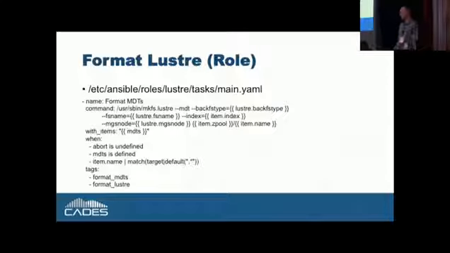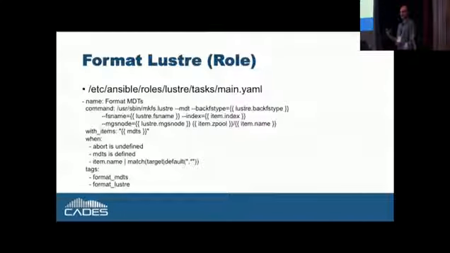And then for the actual tasks, this is an example of what formatting the MDTs would look like. Again, you have the command line with a bunch of variables filling in the details of the file system name and the Z pool that's being used. You loop over, in this case, all of the MDTs. And then you have your conditionals. You only do it if abort is undefined, so you have to specify the tag to run the play. Make sure the MDT variable's defined, because if you limit this to a set of hosts that don't actually have any MDTs defined, then it's going to error out. And if you want to limit it to a specific target with the -e option, making sure that the target matches the item name.